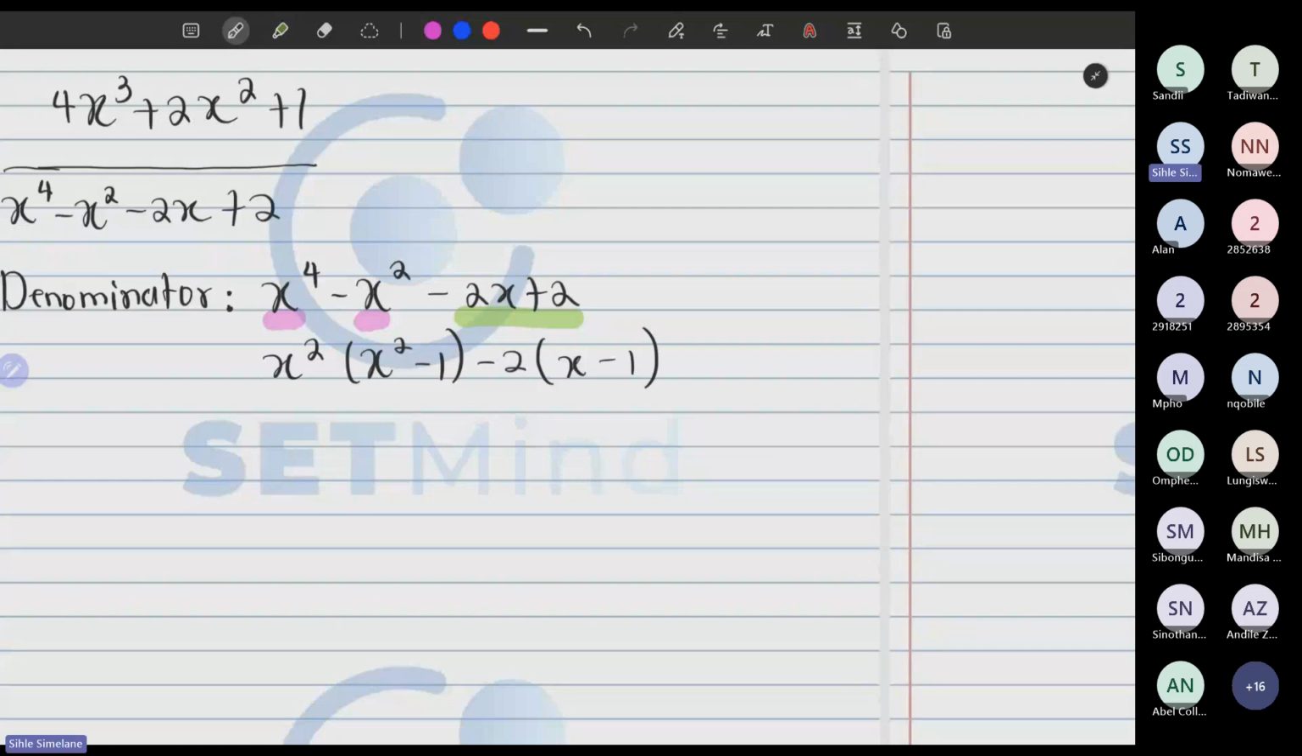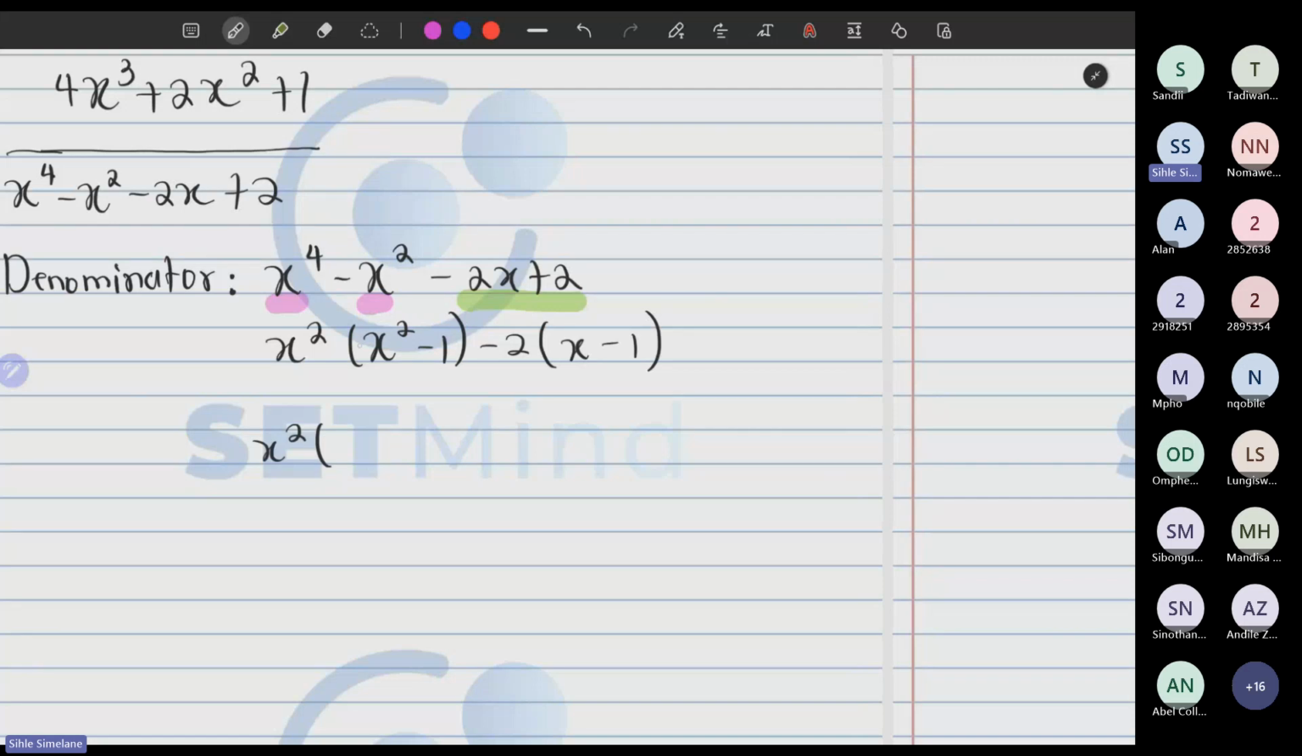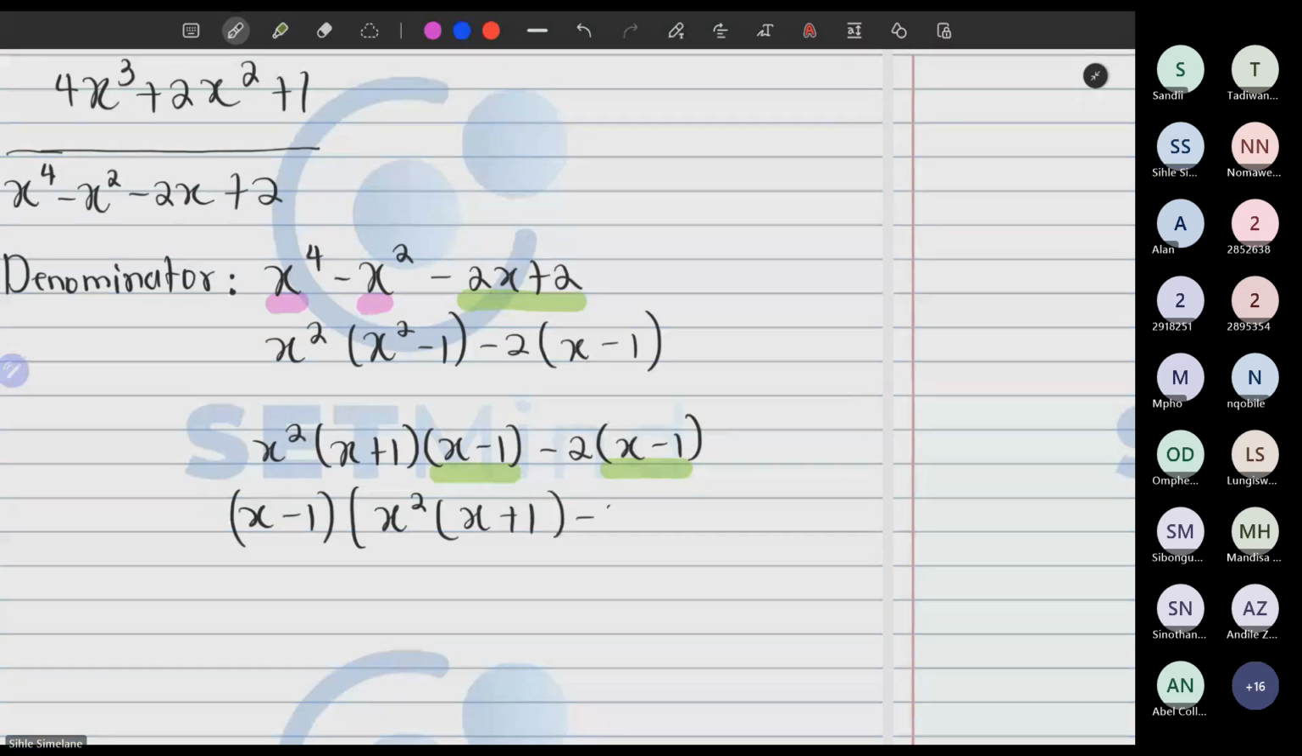So that's what we have. Then let's see if we can expand this further. So I have x squared. That x squared minus 1, I know I can write it as x plus 1 multiplied by x minus 1. I'm minusing that 2 of mine, x minus 1. So if you look carefully, we have a common factor of x minus 1 here. So I can say x minus 1, open bracket. What will be left inside will be x squared times x plus 1 minus 2. So that's what we have.